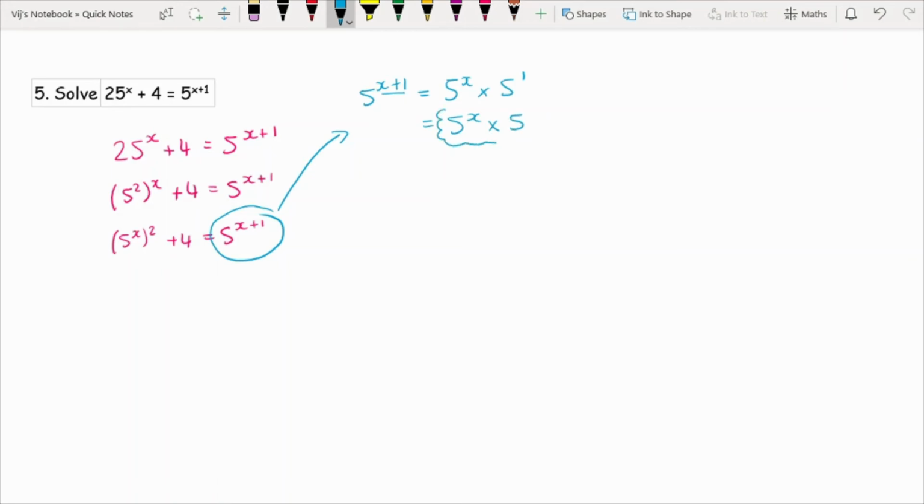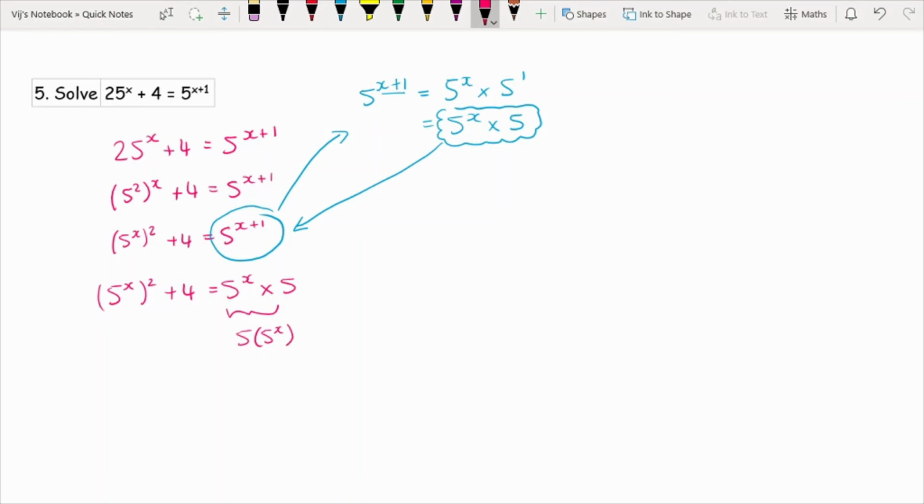Now I'm going to substitute that and swap that for there. So what we end up with is 5 to the 2x plus 4 equals 5 to the x times 5. Now from this, what I can do is take all of this over to the other side. So another way of writing this is to write this as that.